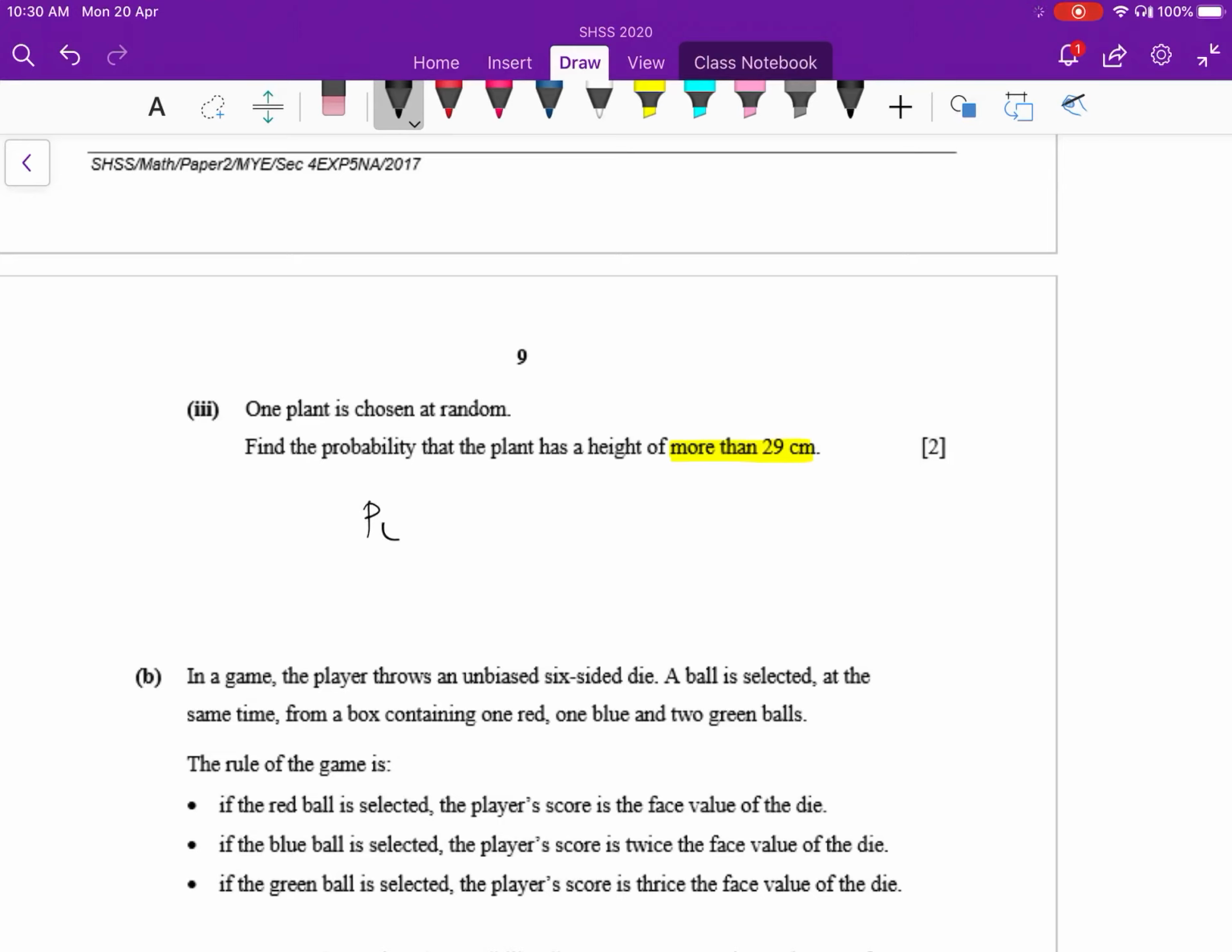So the probability of choosing a plant that is more than 29 cm would be 16 over 120. Just now we concluded that 16 plants are more than 29. So 16 divided by 120. You should get 2 over 15. That's the probability. And we are done.